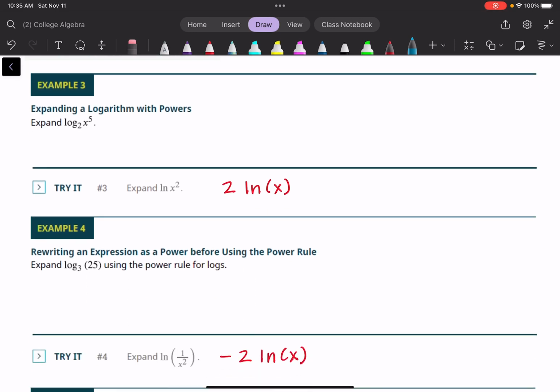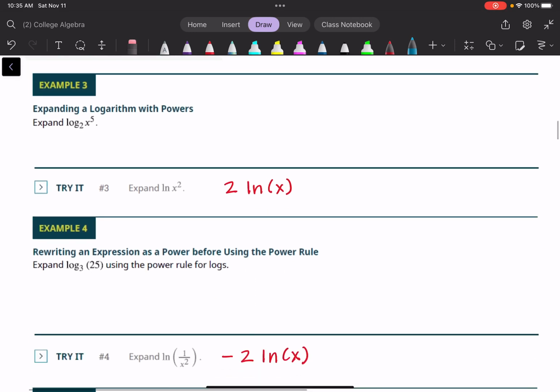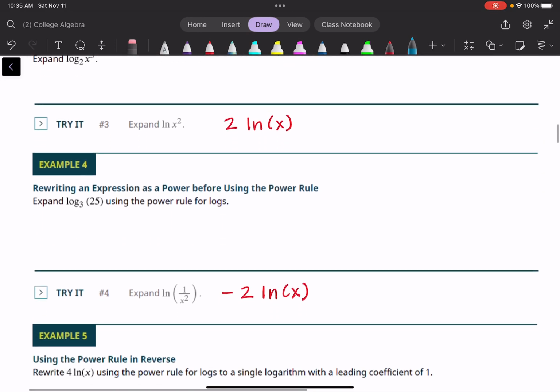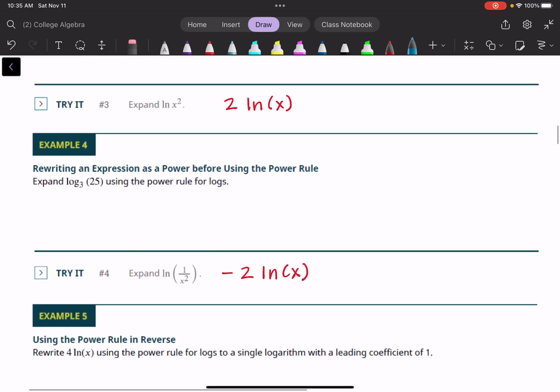So let's expand this logarithm. We're going to swing that exponent out into the front, and so that'll be the log base 2 of x times 5. If you want to pause and try number 3, see if you can see how we got this result.